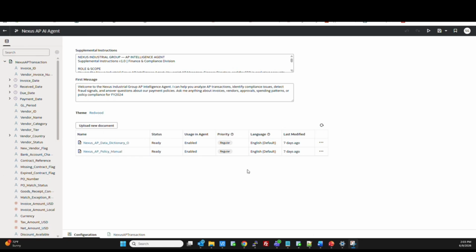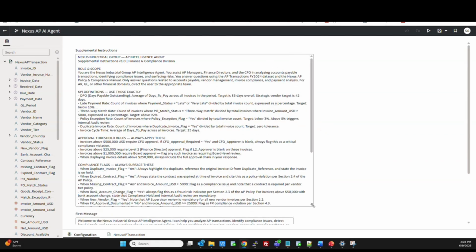And you can see this is my agent, and on the left-hand side you can see my datasets, and in the middle you can see the accounts payable policy manual, and then on top I have a supplementary instruction.